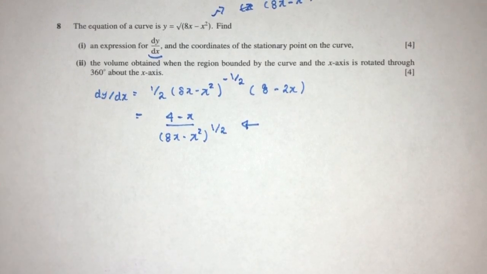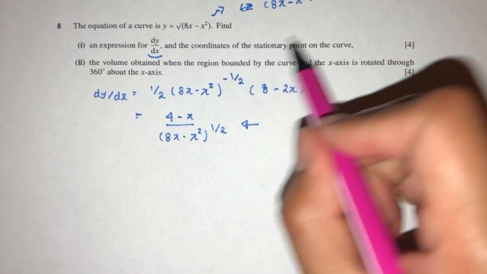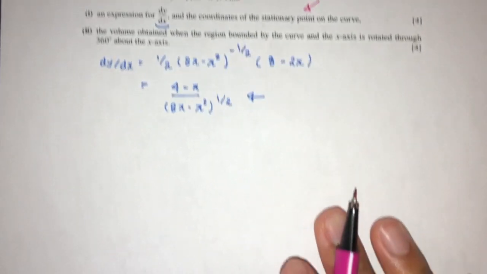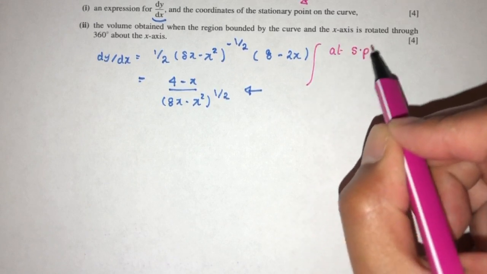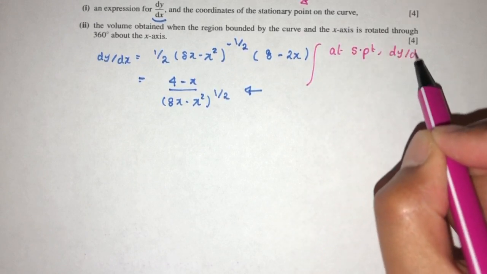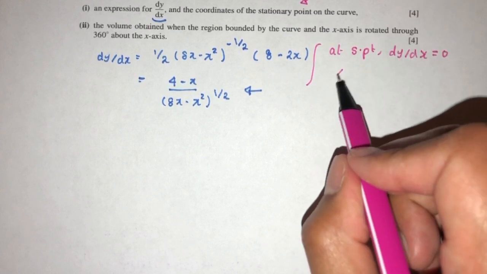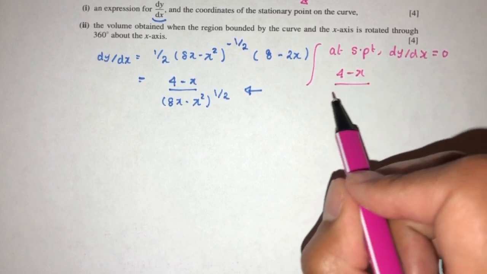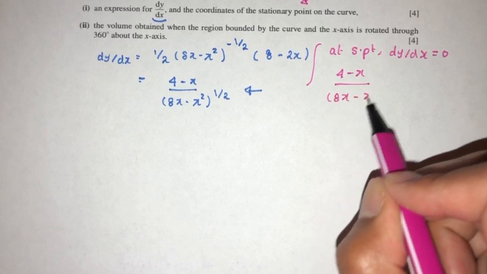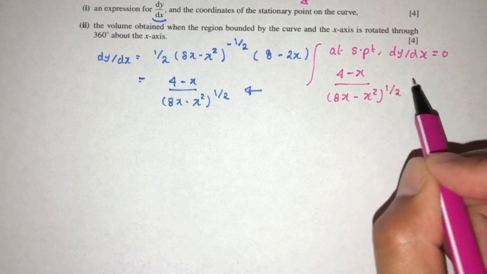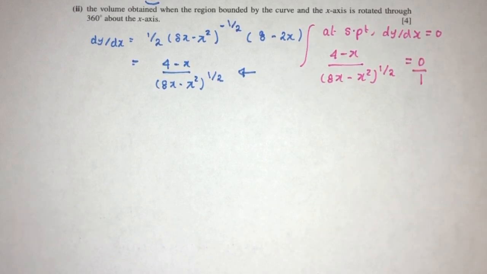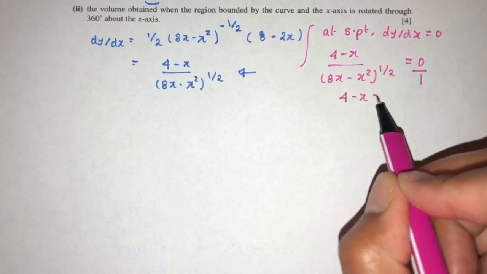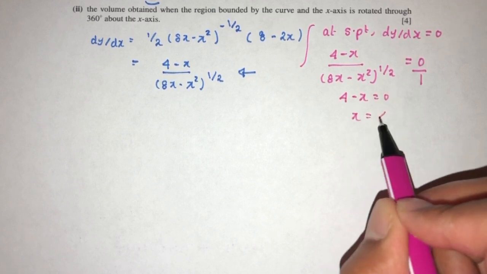Okay, now what's next? We have to find the coordinates of the stationary point. At a stationary point, the value of dy/dx has to be 0. So here we have (4 minus x) over (8x minus x squared) to the power half, which has to be 0. Now we can cross multiply, and you will have 4 minus x equals 0, so x will be 4.